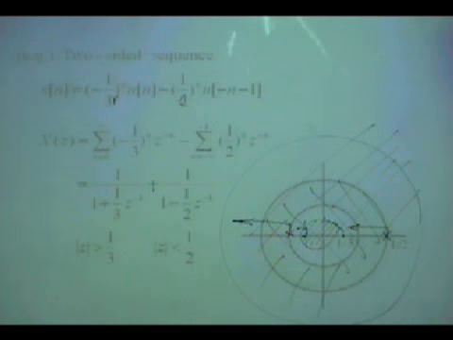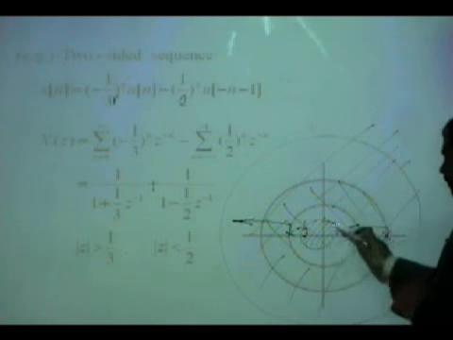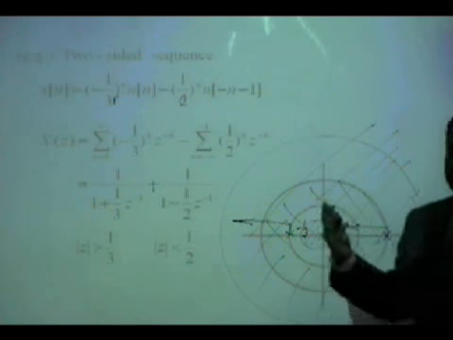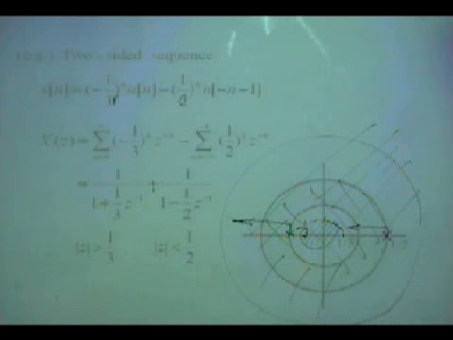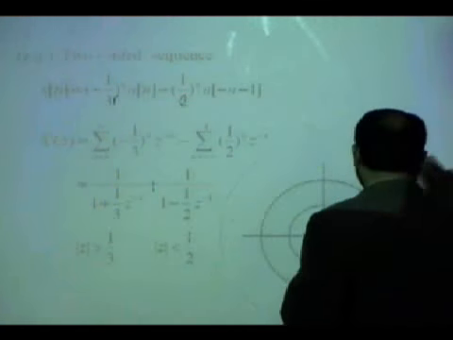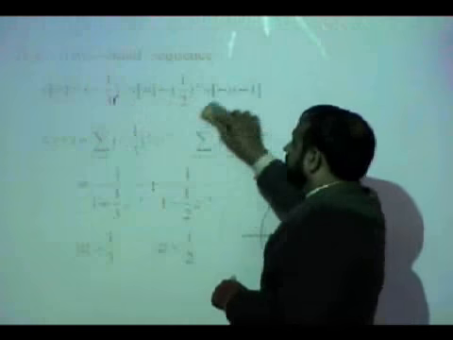There is no one value of R that can make both of these sequences converge, because one requires values to be less than, and this requires values to be greater than. So there is no intersection. So no region of convergence, no Z transform. Z transform you cannot compute. So there is a possibility that you cannot compute the Z transform.